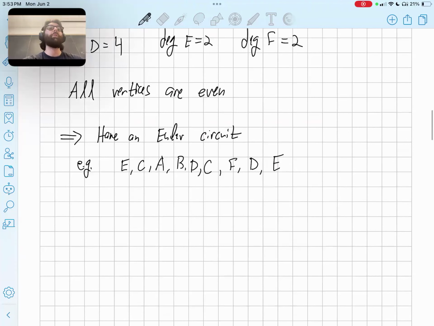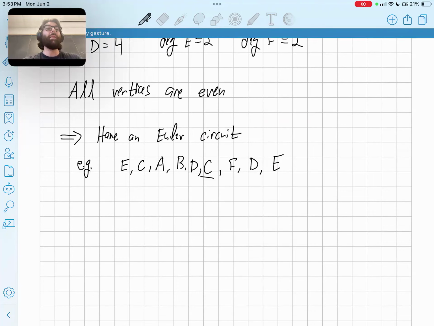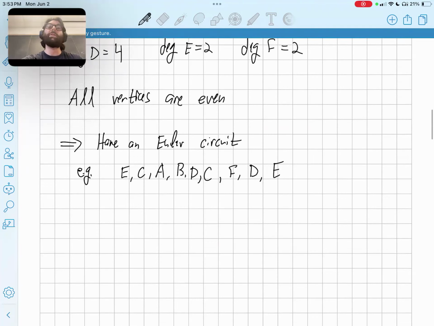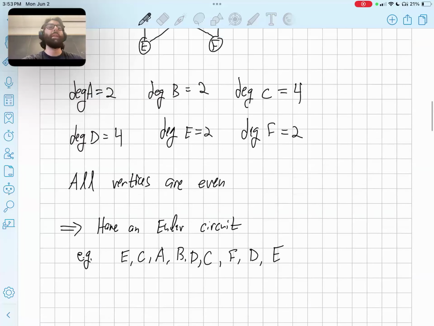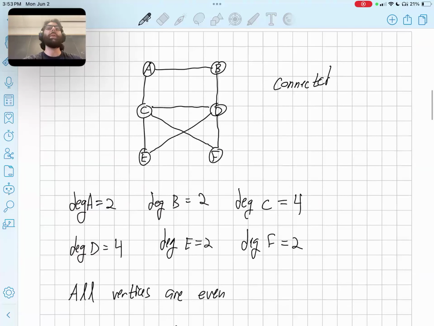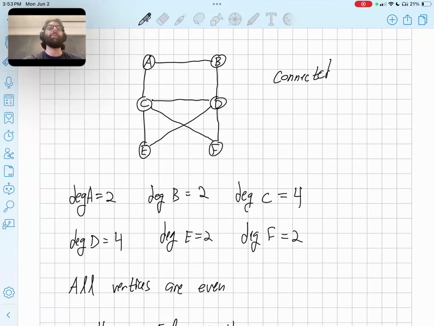And again, we've repeated vertices here. We've repeated C and D and E. That's fine. We just haven't repeated any edges. And so that's good. Okay. So here we have an Euler circuit, and there's many, many Euler circuits on here. We could start at any vertex.